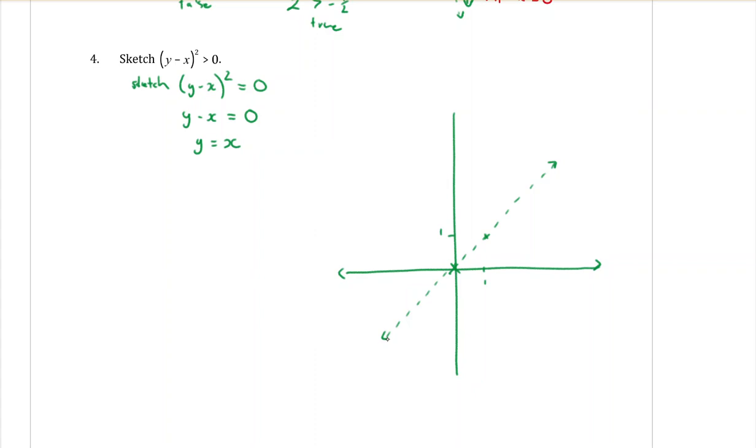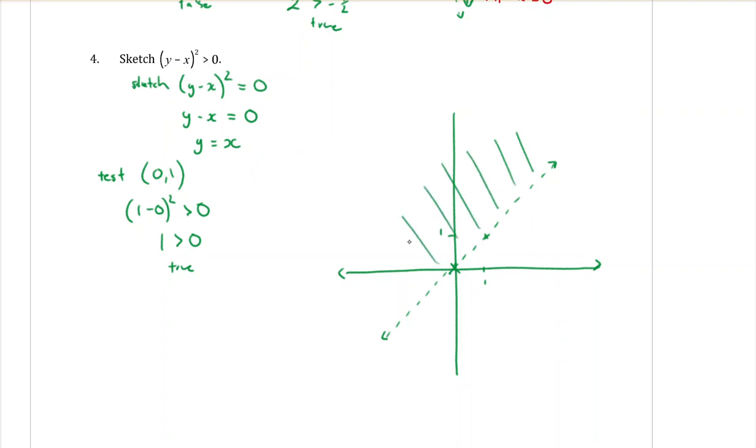Okay, so we've got the line part, but what effect does that squared and that inequality part have in terms of shading? So let's test both sides, because this is a bit of a special case, to see what happens. Can't test the origin, so let's test 0, 1. I'll pick this point up here to start with. 0, 1 into the original inequality: 1 minus 0 squared is greater than 0. 1 minus 0 squared is 1 squared, which is 1. Is 1 greater than 0? True or false? True. So that is the correct side of the line to shade. But that's not the only side of the line to shade, as you will see.